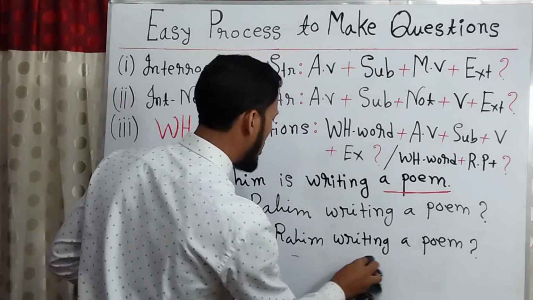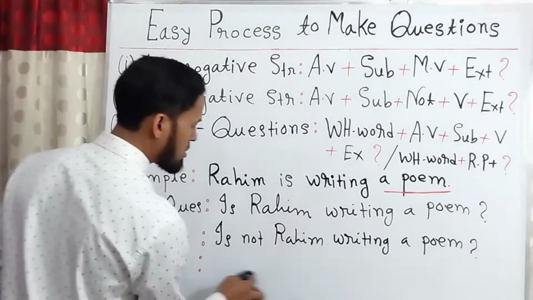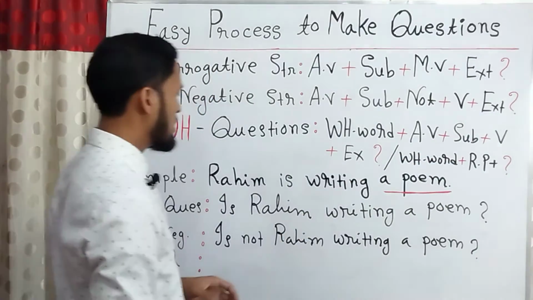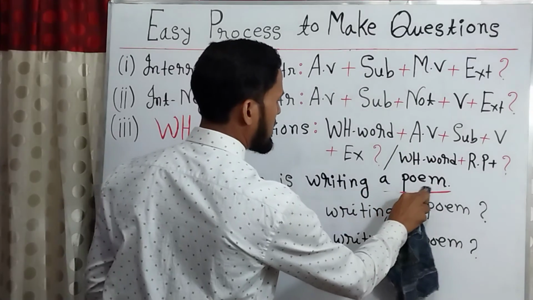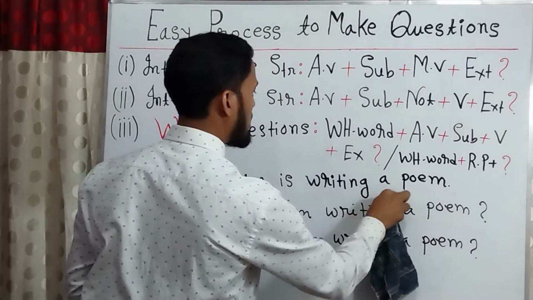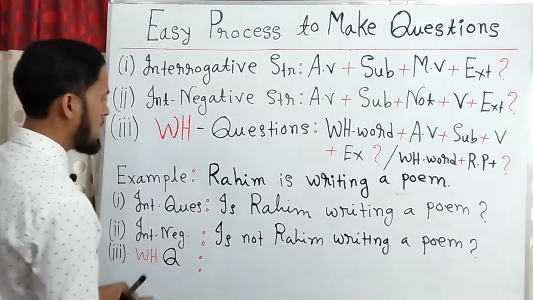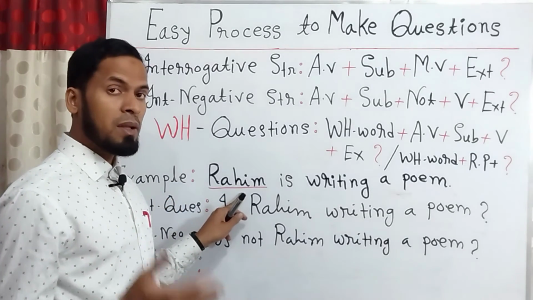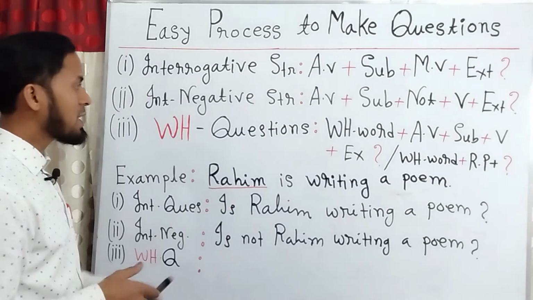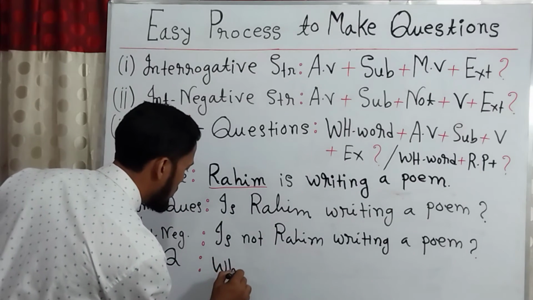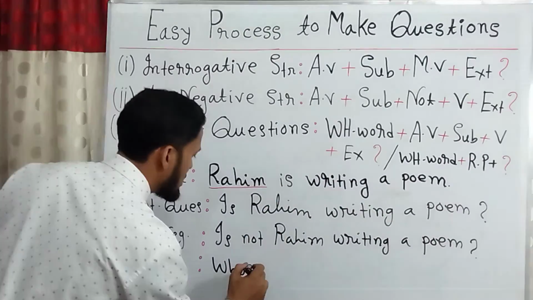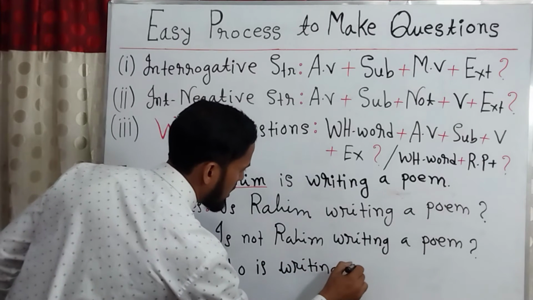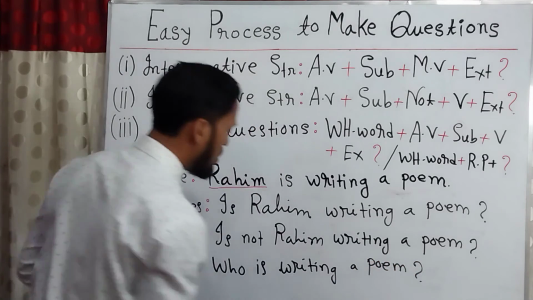I am writing, so follow the structure as well as the examples. It will be very much helpful to understand the process. Second process, WH word plus remaining part. Here I will make questions about the subject. If the subject is a noun, that means a person, in that case we can use who. Who, then the remaining part is writing a poem. Who is writing a poem?